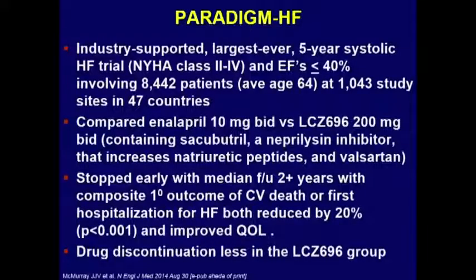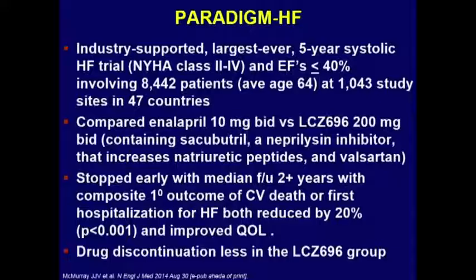Let's shift a little bit. We've talked about ACEs or ARBs, beta blockers, isosorbide dinitrate, especially in the African American. Perhaps in the Caucasian, you'll go first with a mineralocorticoid receptor blocker. Let's shift to the most recent FDA-approved medication, and that is based on this PARADIGM-HF heart failure trial.